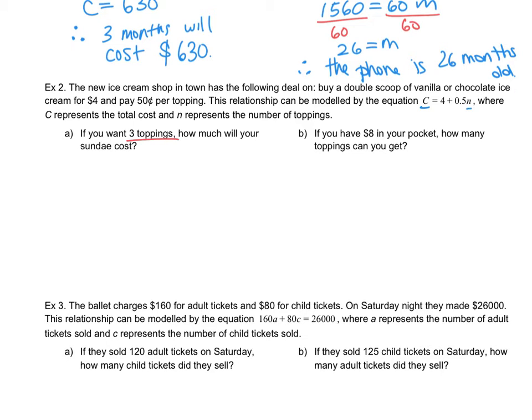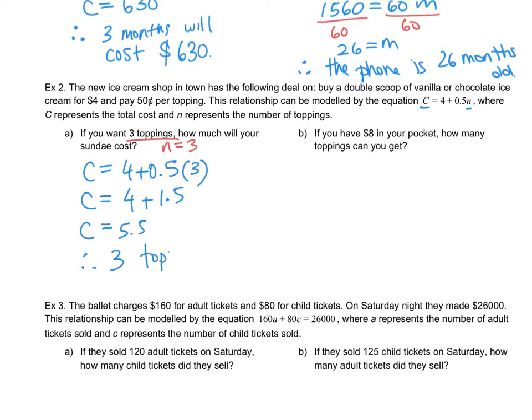So toppings is represented by n. I want 3. So I'm going to go to my equation, C equals 4 plus 0.5, and then instead of n, I'm going to put 3. And now I clean up. 0.5 times 3 is 1.5, because multiplication goes first. And now we add our numbers to get 5.5. So therefore, 3 toppings will cost $5.50.